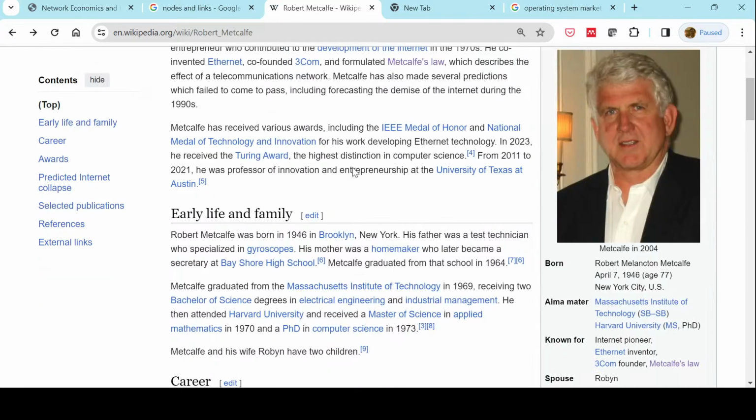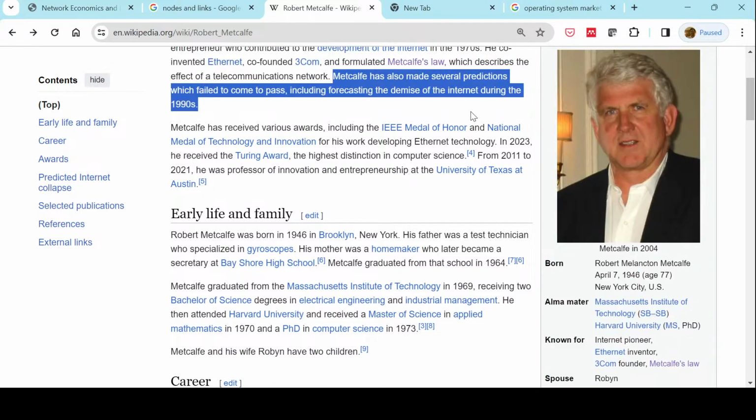Metcalfe also made several predictions which failed to come true, including forecasting the demise of the internet during the 1990s. He forecasted the demise, the end of the internet. He was wrong, despite his being the father of the concept of network effects. Even the name given to it is based on his name, Metcalfe's law.